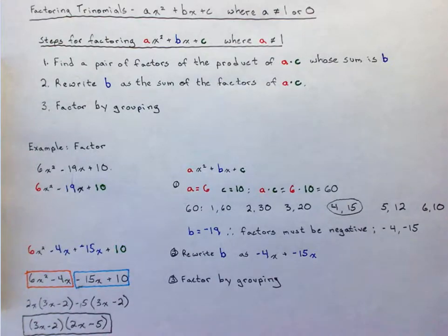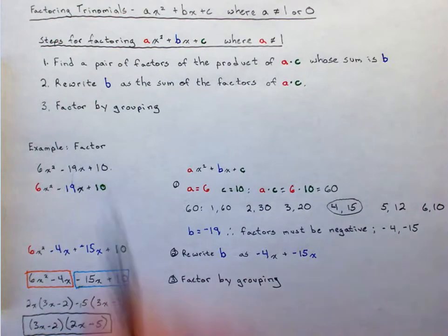Hello everybody. We are going over factoring trinomials and we're looking at the form ax squared plus bx plus c where a does not equal 1 or 0. This is different from the one we looked at before, where a was equal to 1. Now we have a different value instead of 1. We're going to have a coefficient with that leading term.